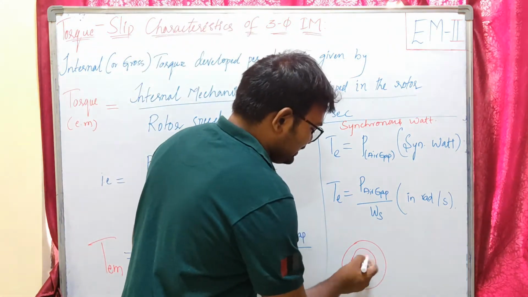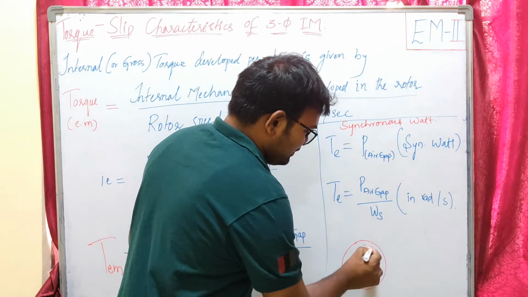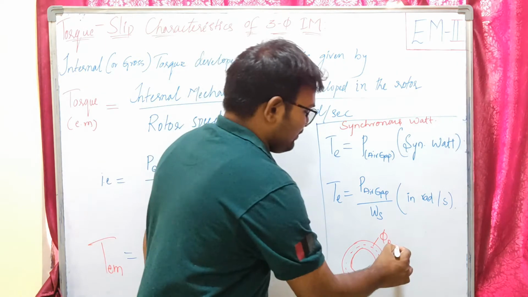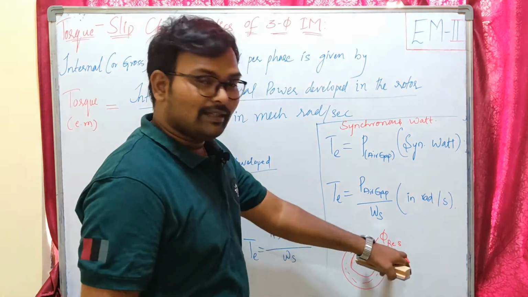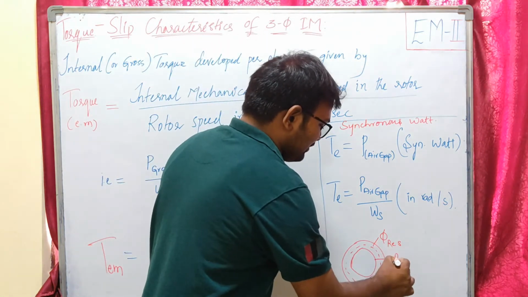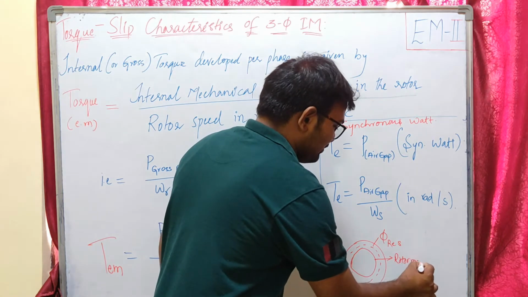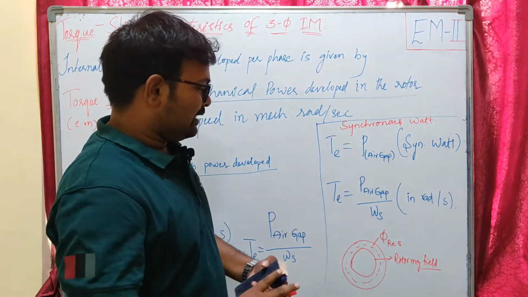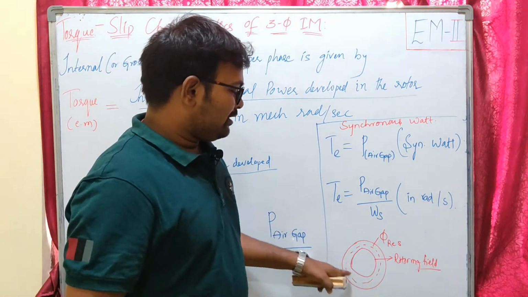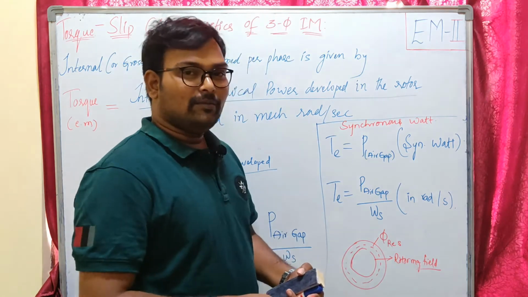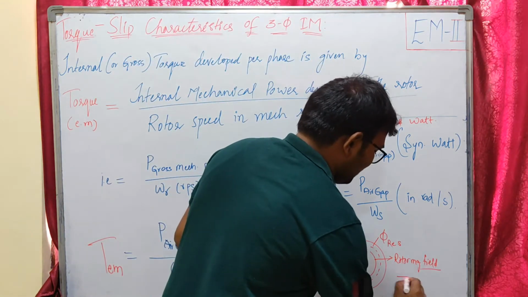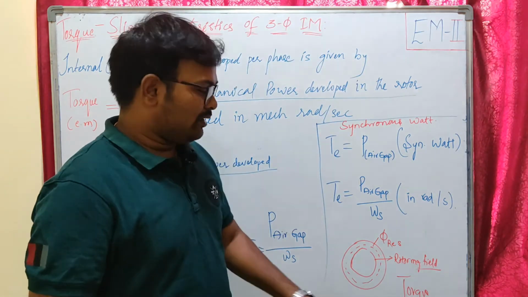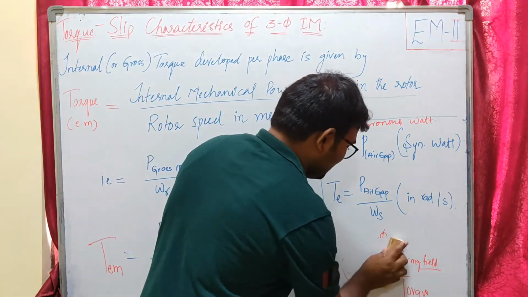This is my resultant flux in the air gap. The interaction between the resultant flux in the air gap and the rotor magnetic field will develop a force that is called torque. This is a twisting force applied on the rotor that rotates the shaft of the rotor. That is torque, the theoretical definition.